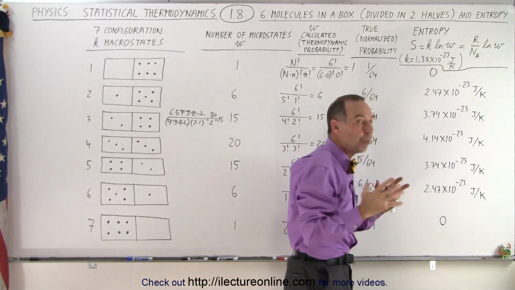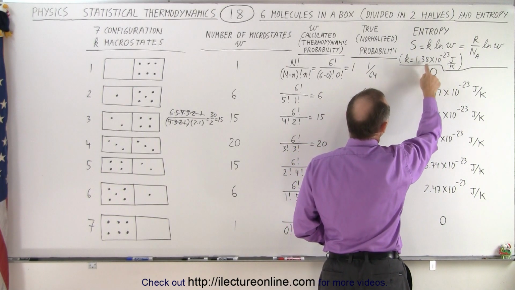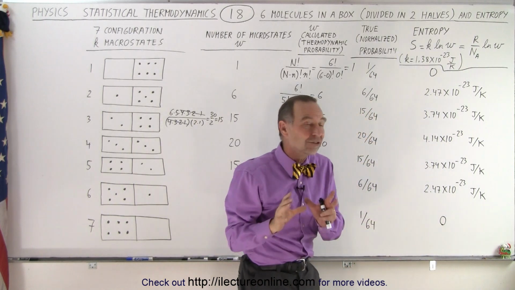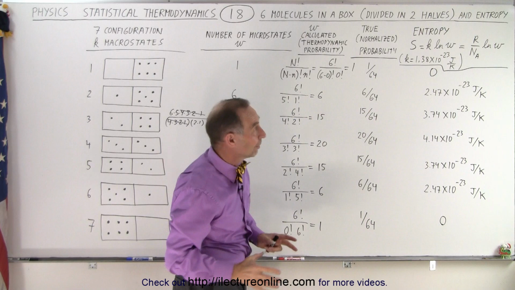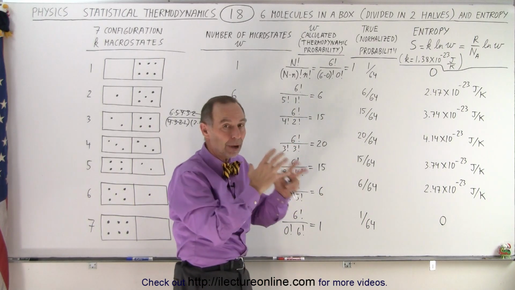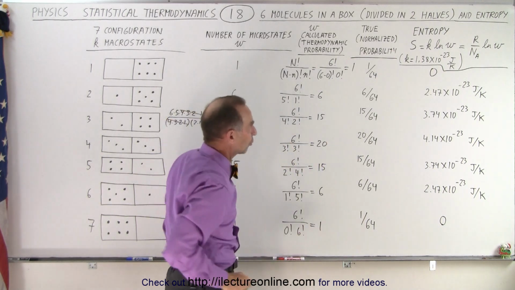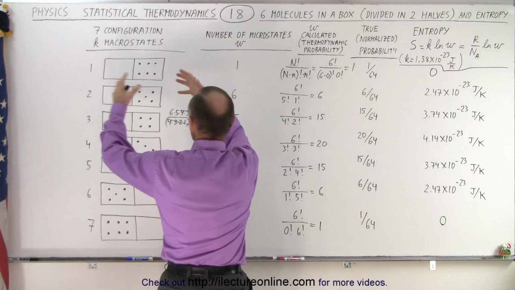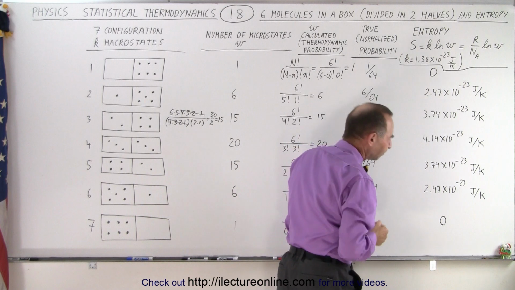K is known as Boltzmann's constant, and it is 1.38 times 10 to the minus 23 joules per Kelvin. Turns out Boltzmann actually has this equation engraved on his gravestone, because that's the one that he figured out, and it's an enormously popular and enormously important equation in statistical thermodynamics. So we can actually calculate the entropy of a particular macro state. And in this case, these are the numbers we end up with.